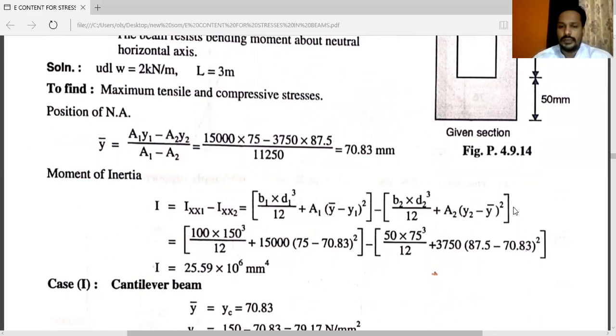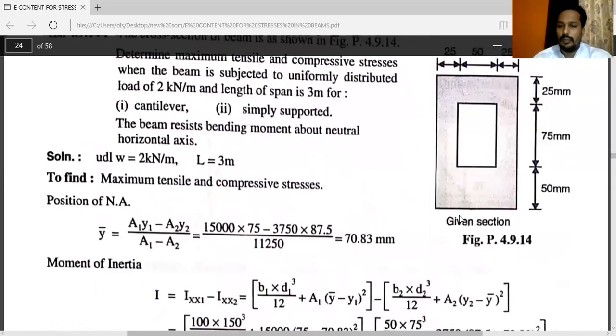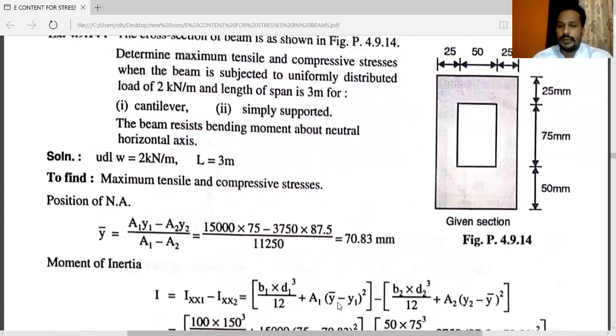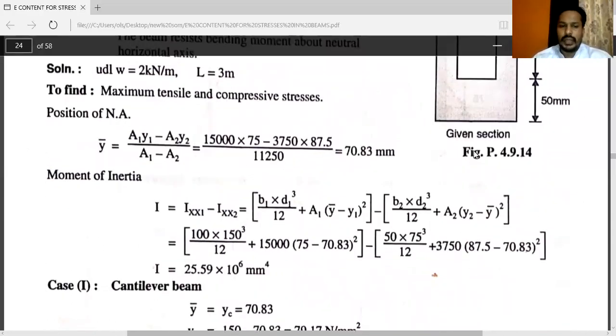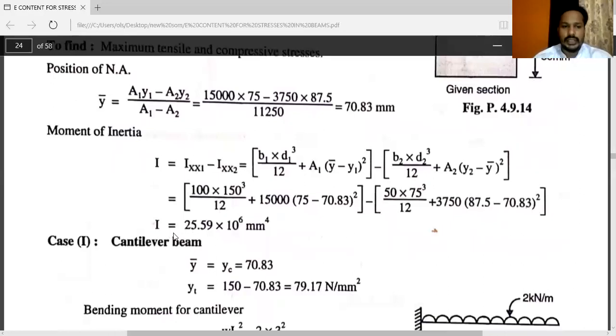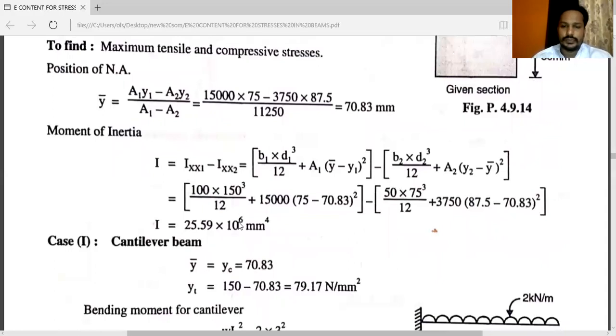plus A2 H2 square. According to our regular process, we have the dimension of rectangle, we have base, we have depth, we have area 1, then difference between Y bar and Y for rectangle first and rectangle second. According to this, you can calculate the moment of inertia. I is equal to 25.59 into 10 raised to 6.